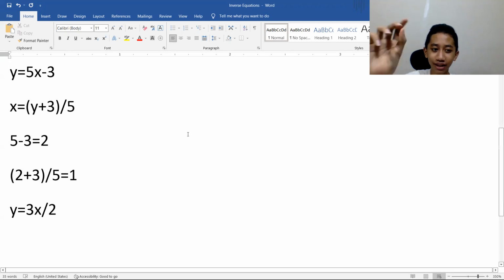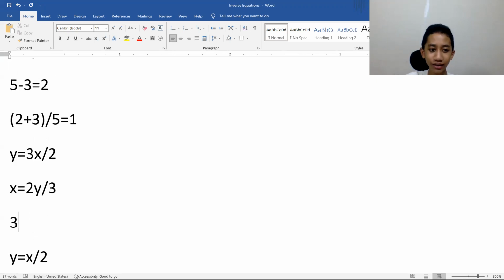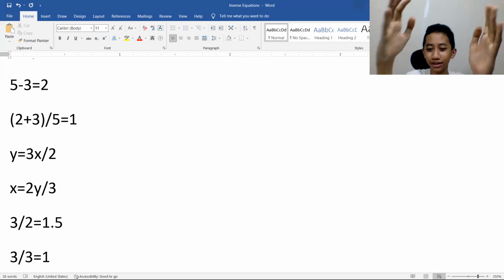y equals 3x divided by 2. Inverse that. So x equals y divided by 3 divided by 2. Divided by 3, that's the bracket that will say multiply by 2, so the equation equals 2y divided by 3. We could input 1 to make sure that it's correct. 3 divided by 2 equals 1.5. Now the input should be 1.5, which gives 1. Yep, this is an example of a proper inverse equation, and they are working.